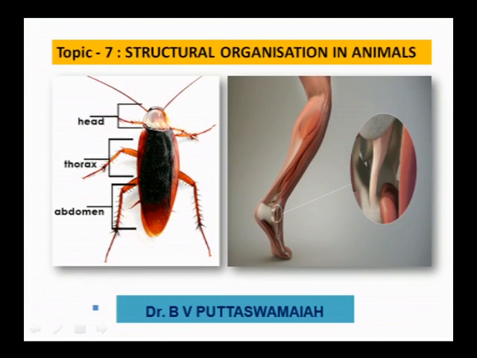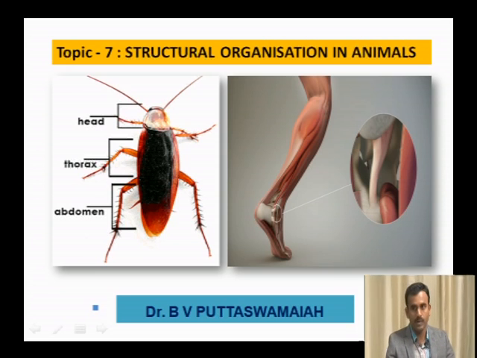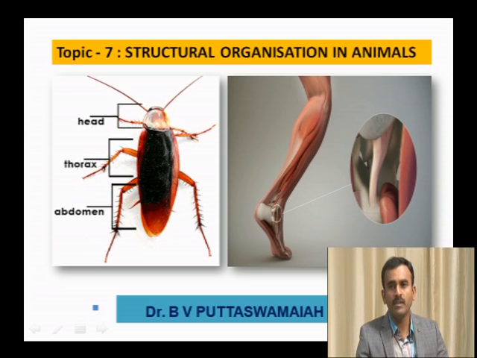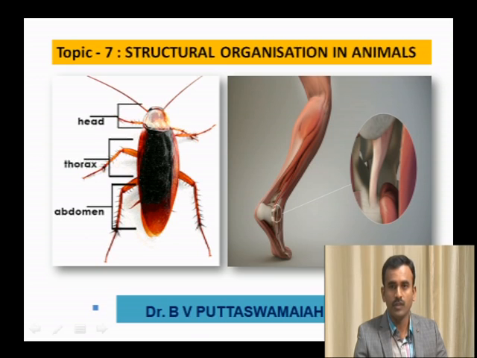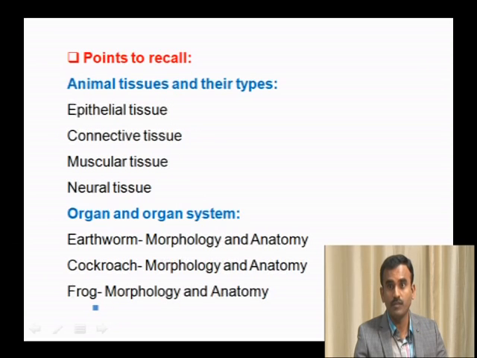Today we are going to discuss the topic structural organization in animals. To know about the structural organization in animals, as we have learned in previous topics like different types of tissues and organ organization. Animals are made up of different types of tissues, organs and organ systems. To know about the organization, we need to have an idea about different types of tissues first.